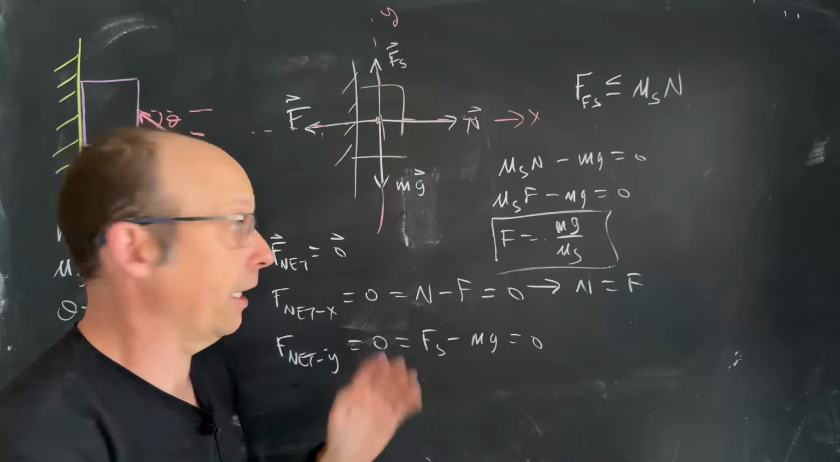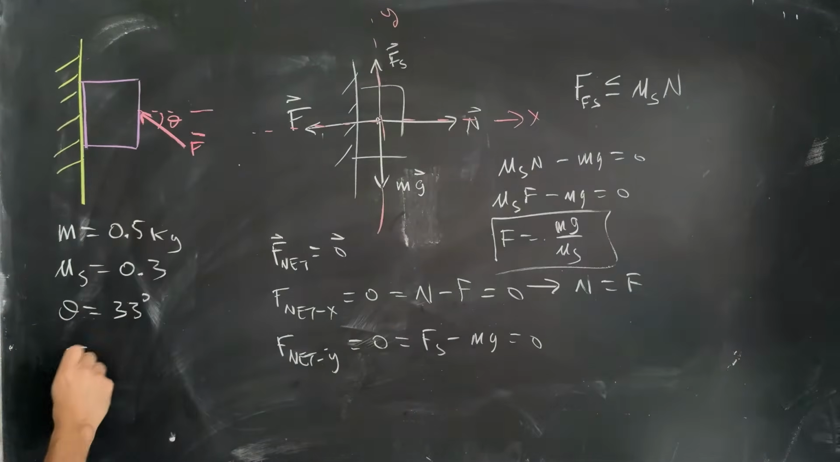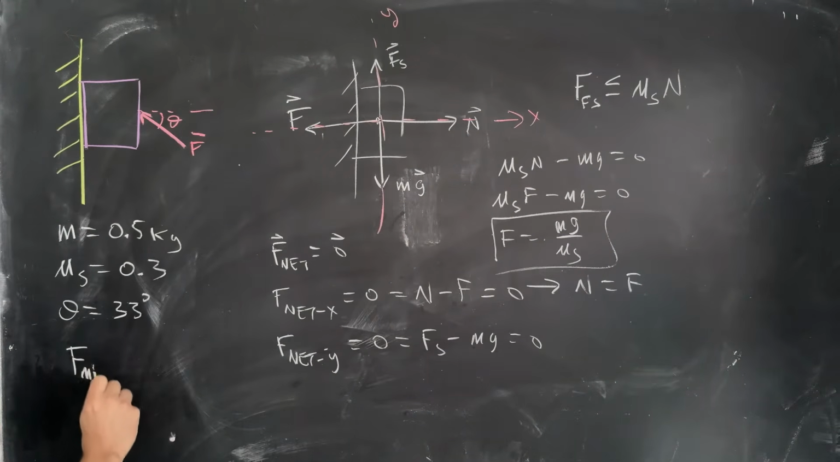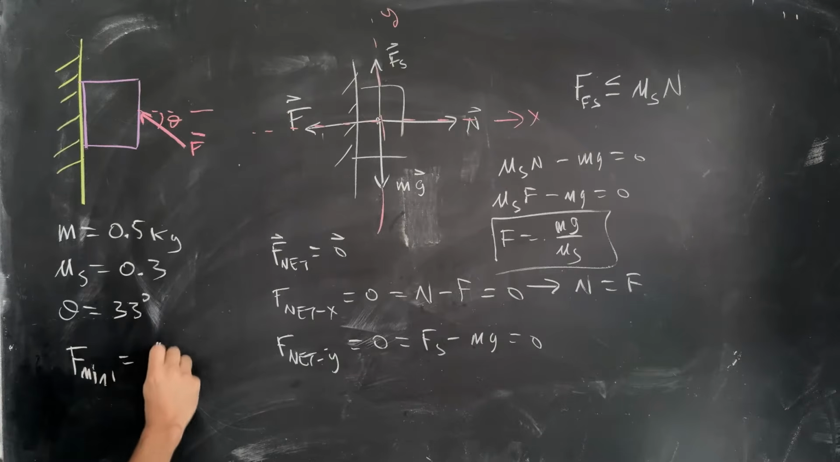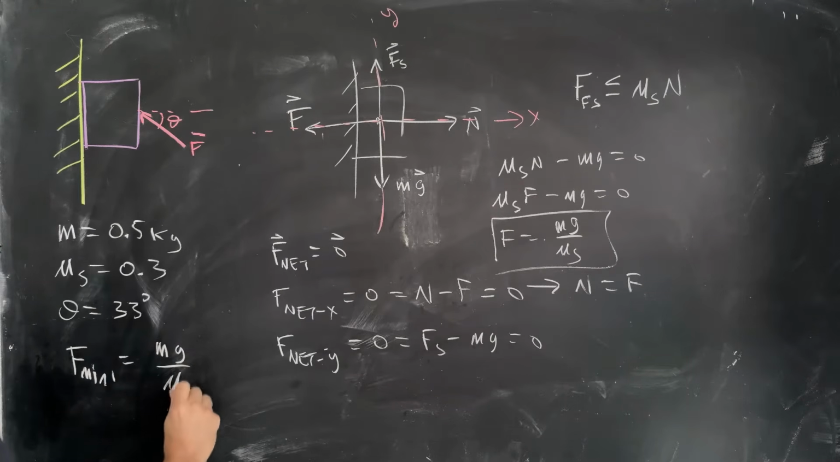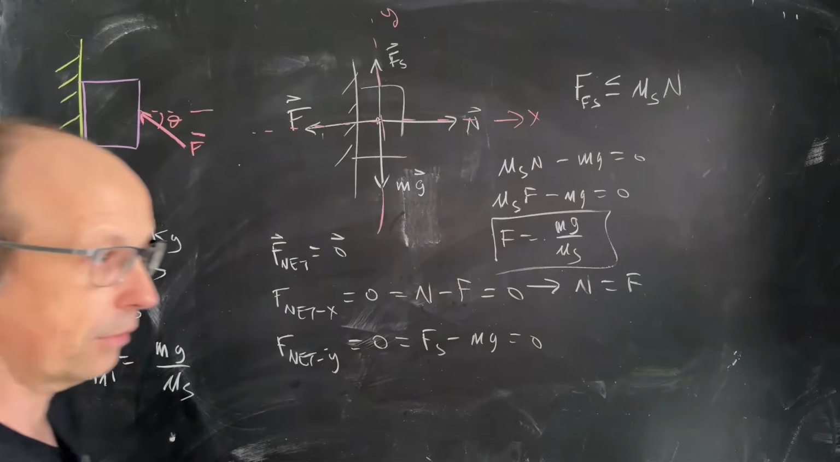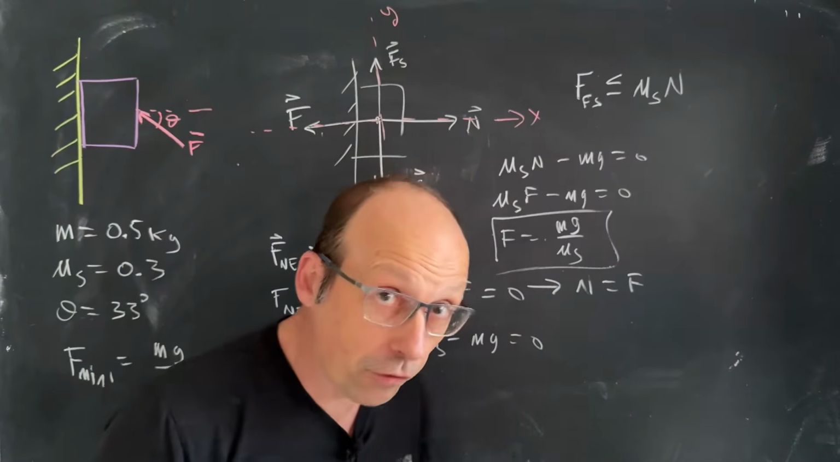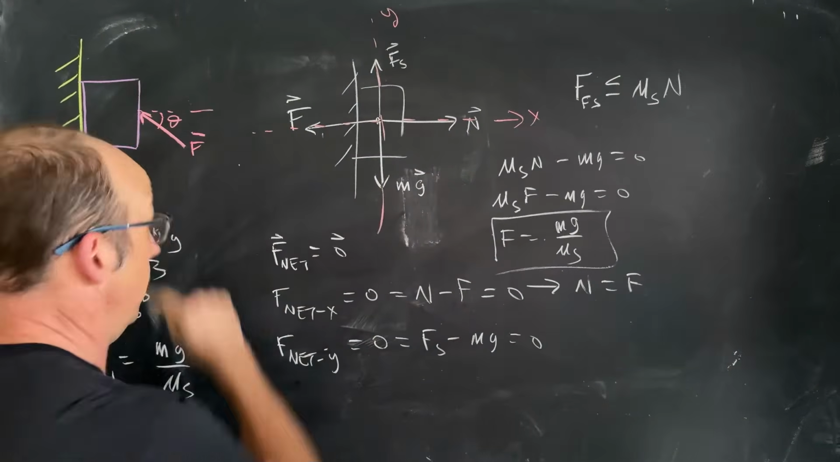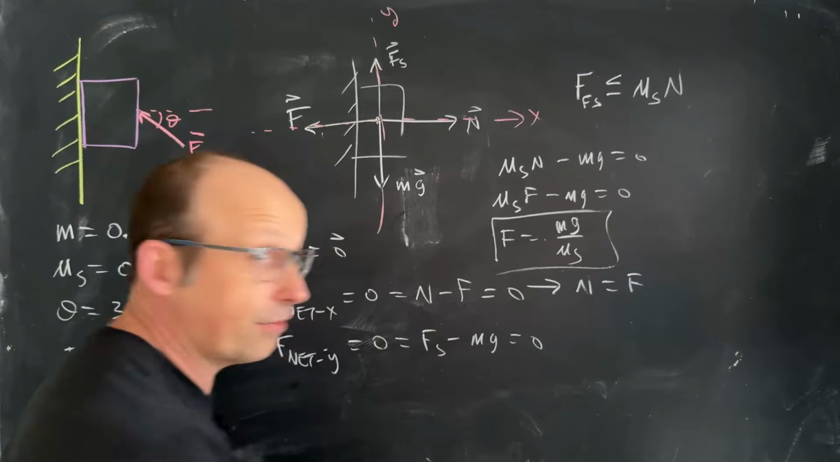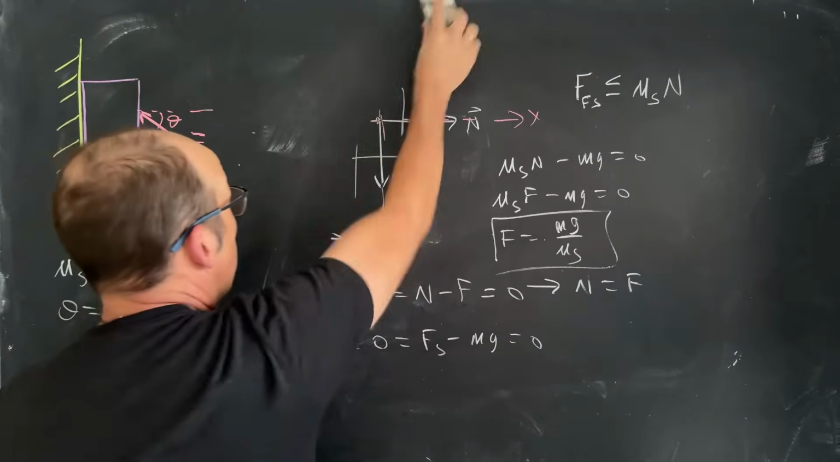And we can plug that in later. But I'm going to put it over here just so we remember. F min 1 is mg over mu S. Okay. Now let's do the problem that we really wanted to do, which is that one. And we're going to come back to this. So we're going to do the same thing, essentially, right?